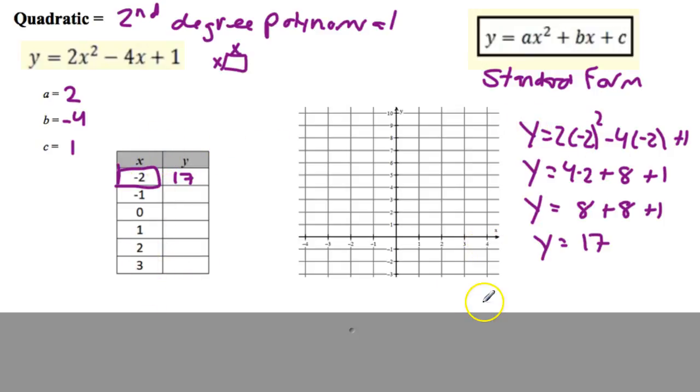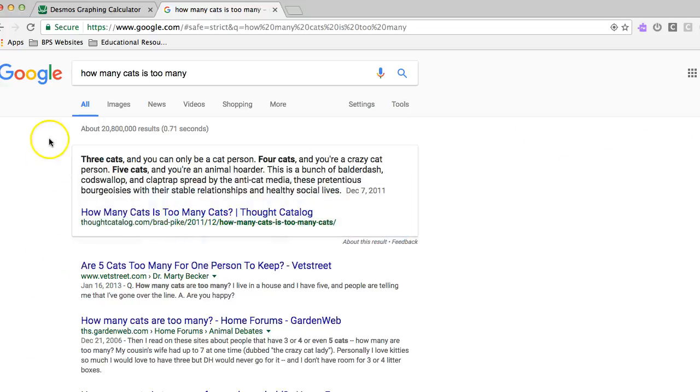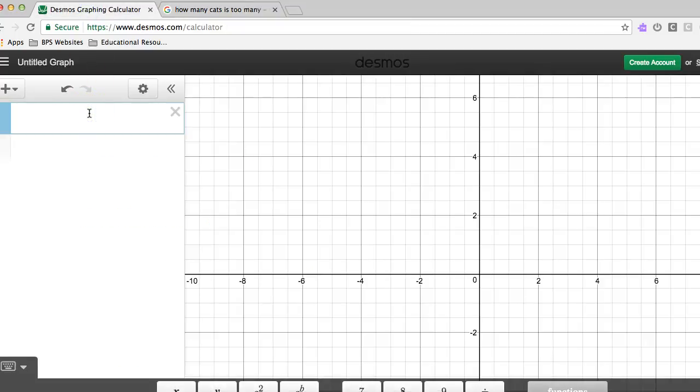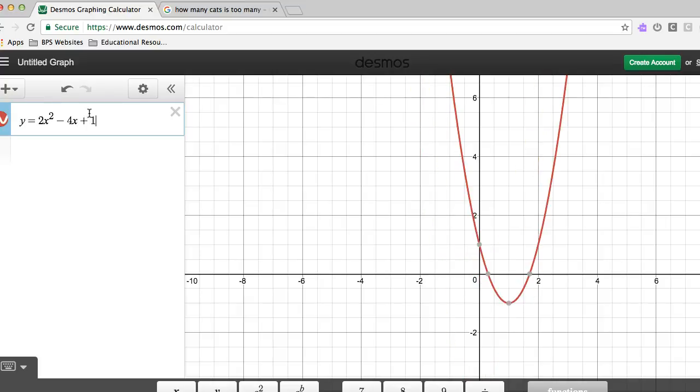If you have a graphing calculator, you can use that, or we can use my old friend Desmos. So let's take a look at Desmos. We've used this before, and what you can do is type the equation in on the top left here. So it's y equals 2x squared minus 4x plus 1. You see it actually graphs it for you, but I want to find all the points in the table. I want to fill in the table.